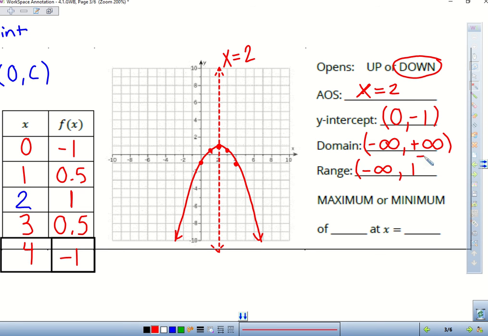Good. So your range, whether it be on the left end or the right end of the interval, will always include this value right here, the y of your vertex. So this graph has a maximum of 1 at the x value of 2.